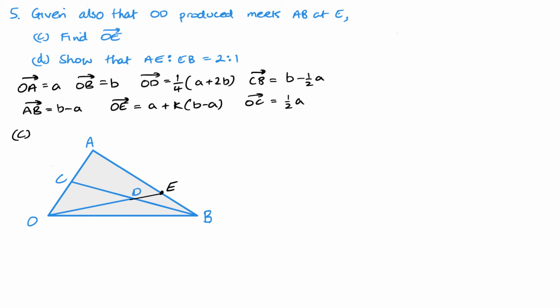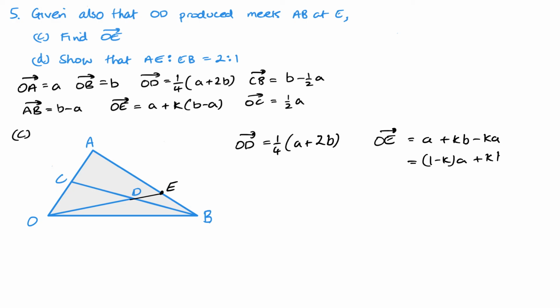So if I think about OD first, I've got this as a quarter A plus 2B. And OE, we know is A plus K, B minus A. So that will give me 1 minus K A plus K B, just splitting it up in terms of A and B.